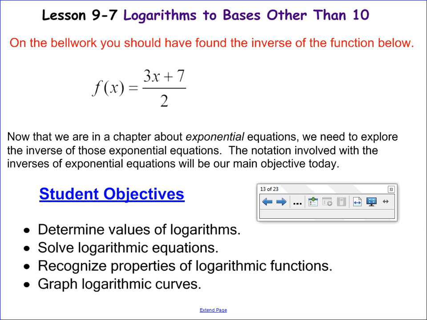So on the Bellwork, we found an inverse of that function, f of x equals (3x plus 7) over 2. Now we're dealing with exponential functions, right? Not linear functions, and it turns out that the inverse of an exponential function is what we call a logarithmic function. We're going to be able to rewrite exponential form as logarithmic form. And the good news is that to evaluate logarithms, we just need our knowledge of powers, because a logarithm is just an exponent. So let's go ahead and get cracking.